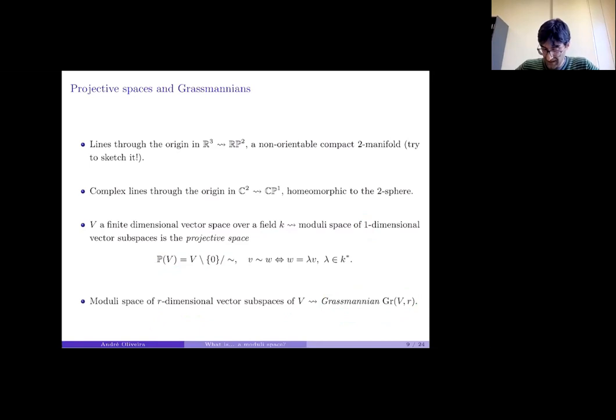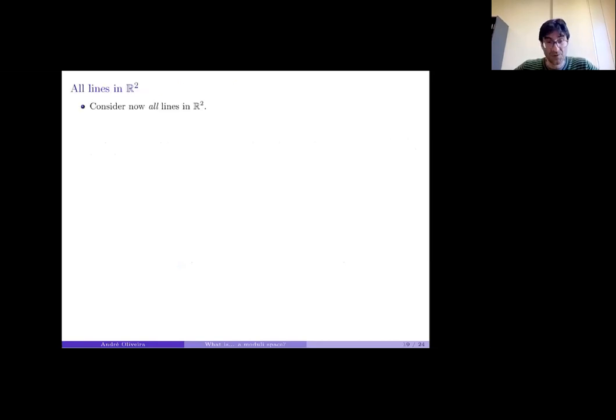Okay, so let's continue now. We already saw lines up to affine transformation: the moduli space is just one point. Lines up to translation: the moduli space is the real projective line, which is homeomorphic to a circle.